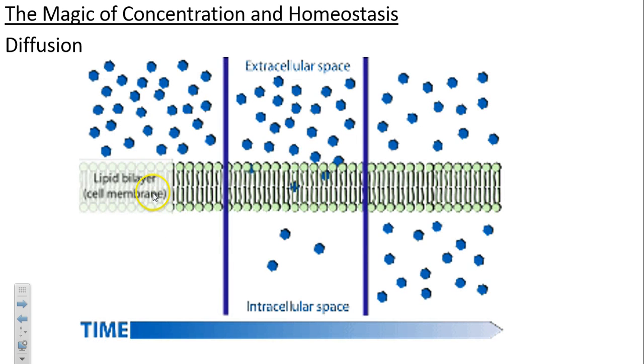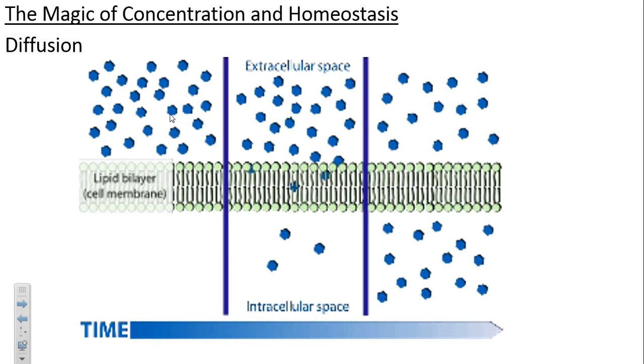So here's what I want you to pretend. Here's our cell membrane here. Here's the area outside of the cell. Here's the area inside the cell. Over here at the beginning of this time frame, you will see that there's a ton of oxygen outside the cell and none inside the cell. So what actually happens is oxygen wants to balance through the concentration gradient, and like we said earlier, it likes to balance by going from a high concentration to a low concentration.